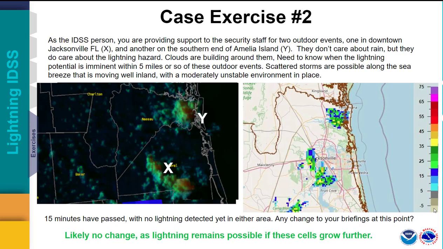Possibly for the downtown Jacksonville cell, given the appearance of 40 dBz echo right at the -10 Celsius level. Keep in mind that you're looking at the environmental -10 Celsius level, not the updraft level.